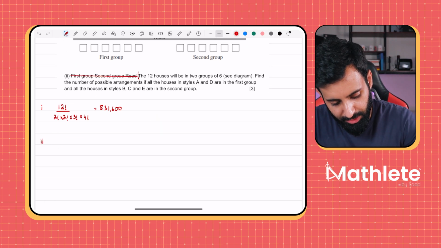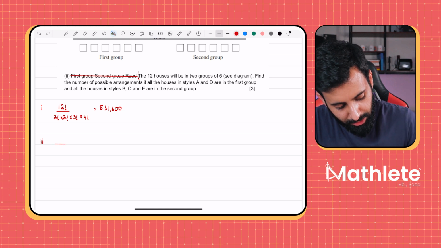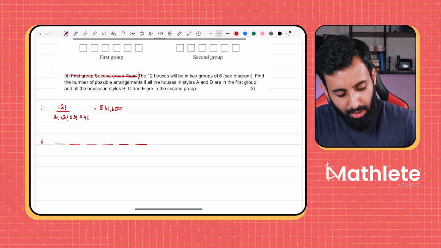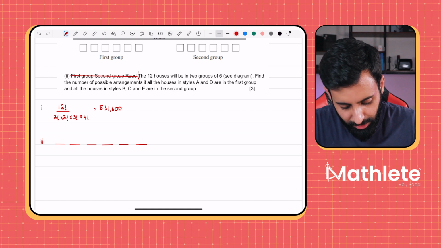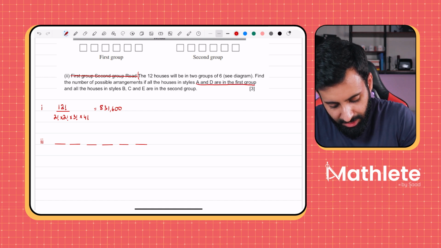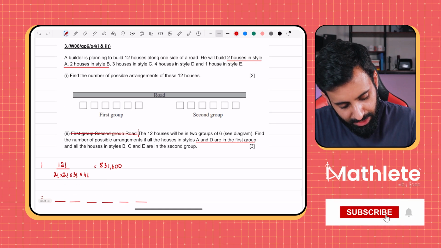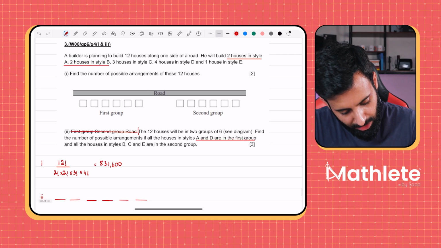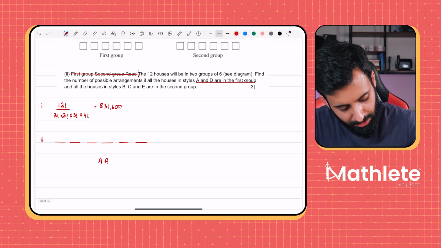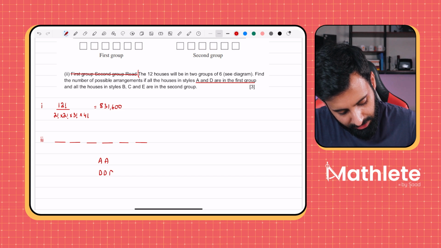So let's talk about the first group. Now remember, there are 6 houses per group: 1, 2, 3, 4, 5, 6. So when we're talking about the first group, according to the question, all the houses in styles A and D are in the first group. How many style A houses do we have? We have 2 style A houses. And how many style D houses do we have? We have 4 style D houses.